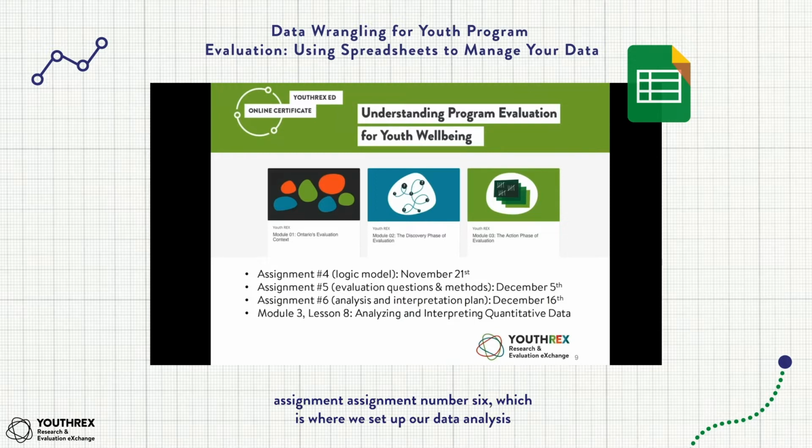And then we have our final assignment, assignment number 6, which is where we set up our data analysis plan and our interpretation plan. And this is our final assignment due the last week of the course, which is December the 16th. So right now we're progressing through our 8 out of 10 lessons. Right now we're on analyzing and interpreting quantitative data, which aligns very well with what Sidney will talk about today. And this is the last day of this week in terms of our suggested timelines, and then we'll be progressing on to analyzing and interpreting qualitative data.